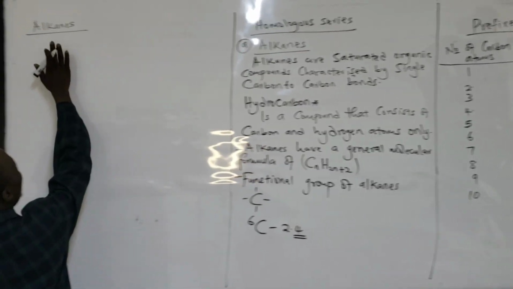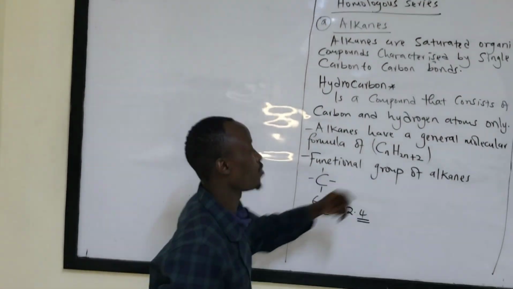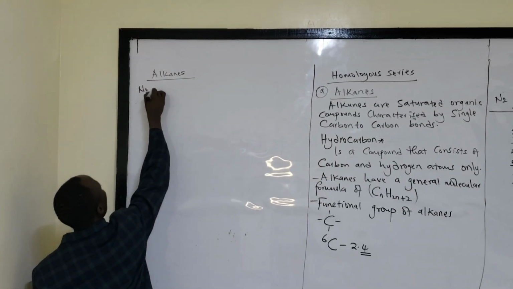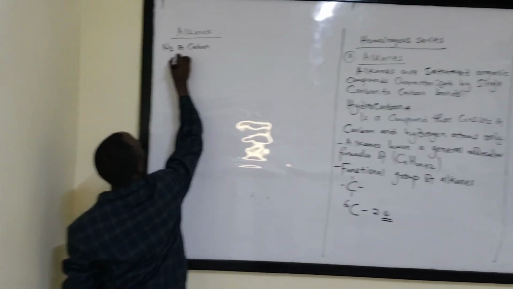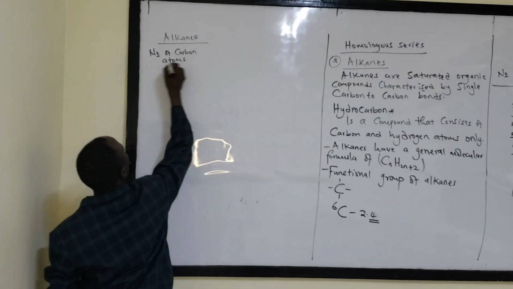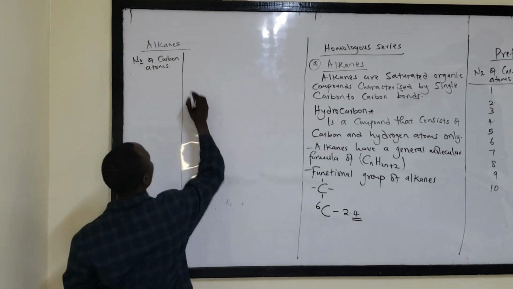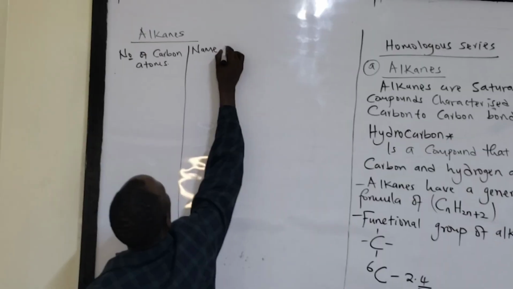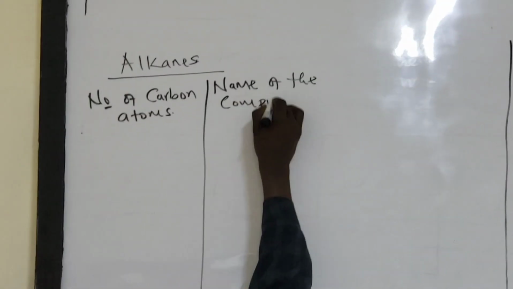So we can start our alkanes using the general molecular formula. Now we can have this: the number of carbon atoms. Then what do we look at? Again, we shall look at the name of the compound.